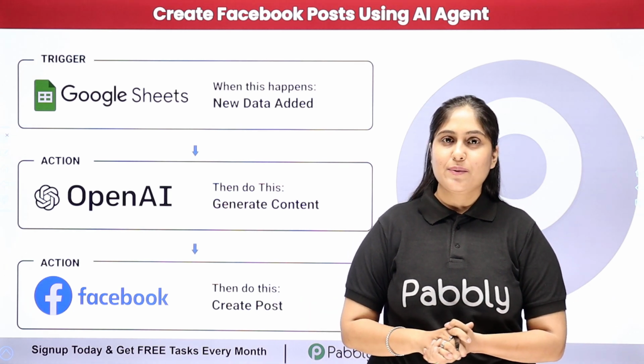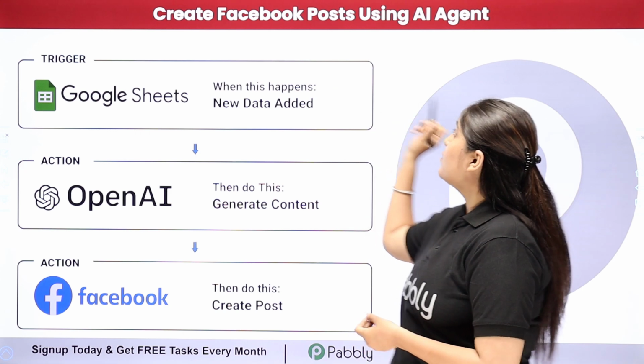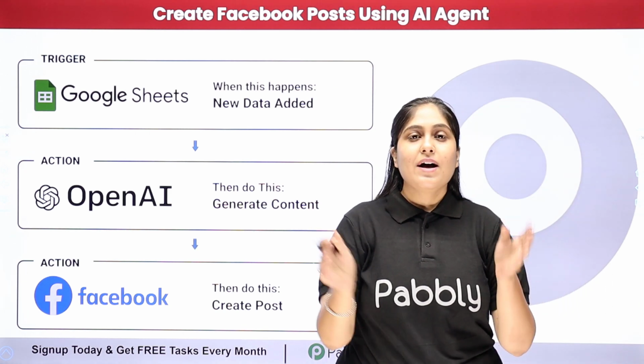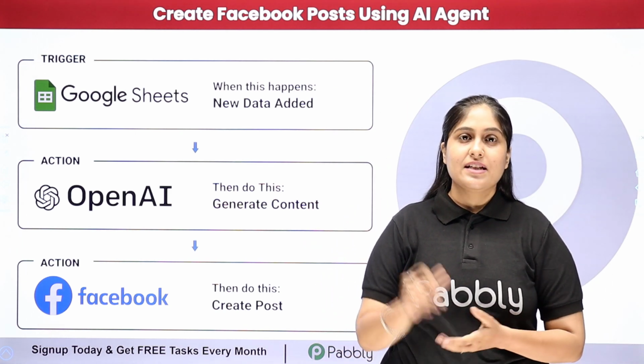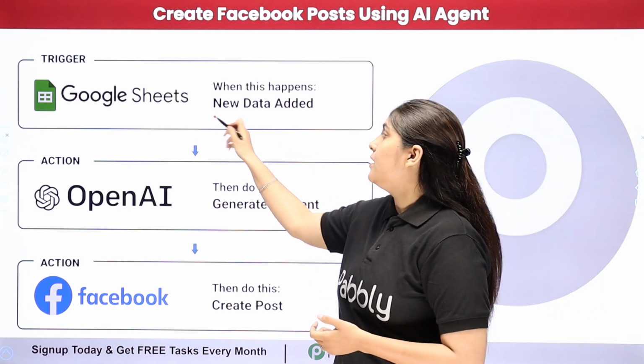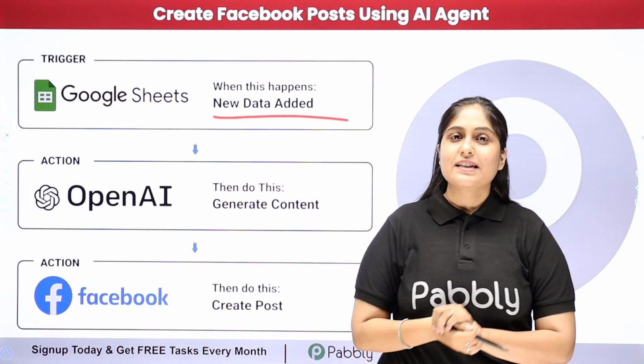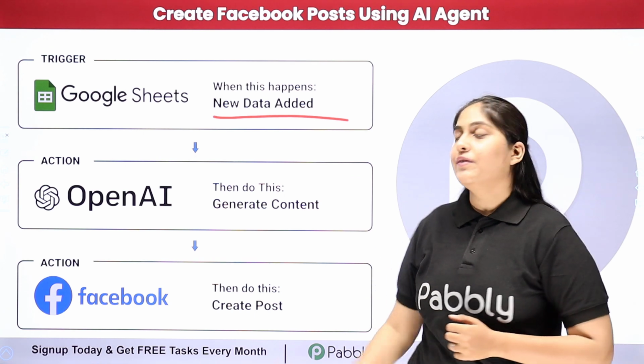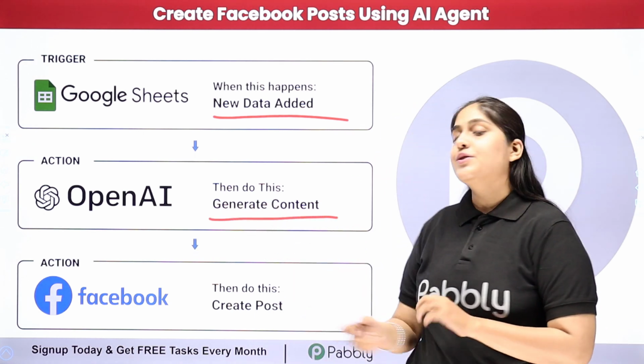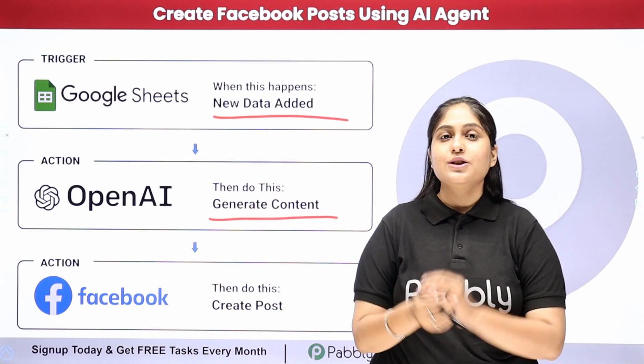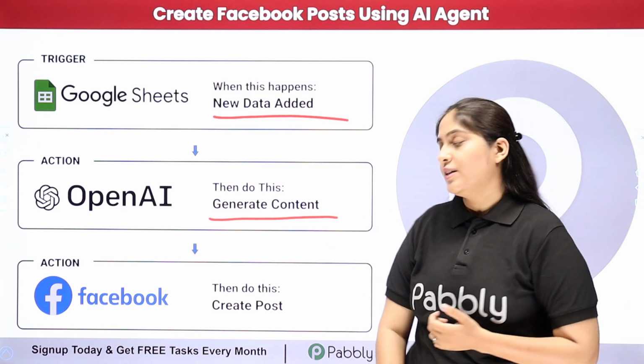In this video, we are going to understand how to create Facebook post using AI agent. So as a content creator, my objective is that whenever I'm going to add a new detail over here in my Google Sheets, then automatically using the details, OpenAI should generate the post content. And after generating the content, automatically that should be shared as a new post on my Facebook page.